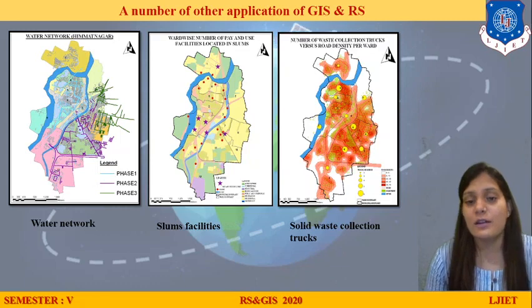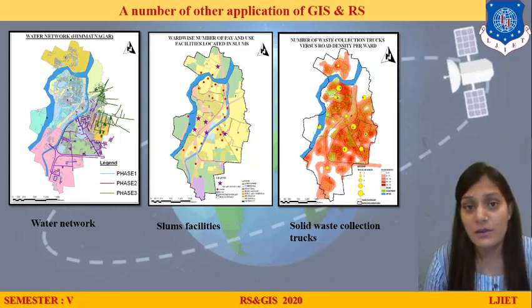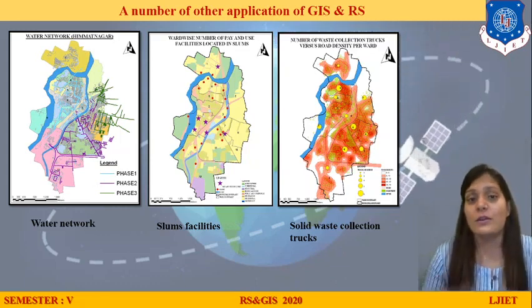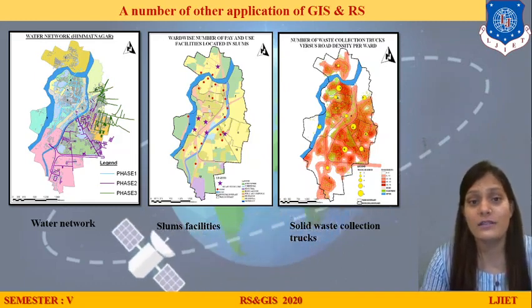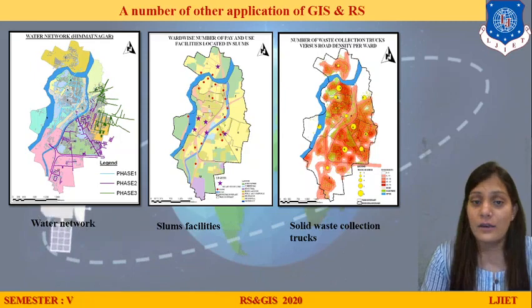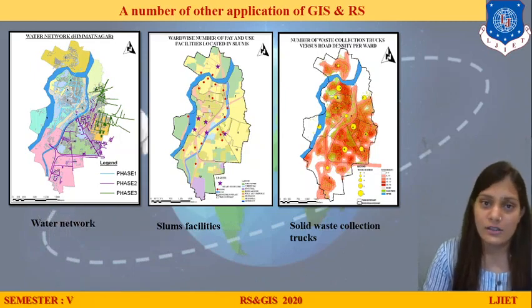In the last image you can see solid waste collection trucks. Right now solid waste is a major topic. How can solid waste be collected? What are the trucks? How is the route? What are the major connection points? Where can the trucks go, and how can they collect in day-to-day collections?